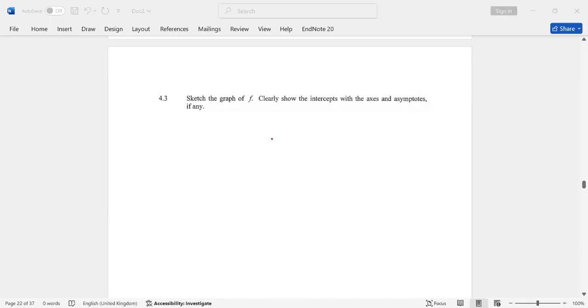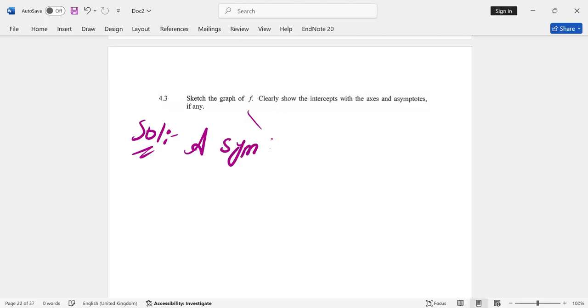The next question is 4.3. Sketch the graph of f clearly. Show the intercepts with the axis and asymptote, if any. Okay, so we need the equation of the asymptote, the y-intercept and the x-intercept to sketch the graph. So the asymptote is y equals minus 1.